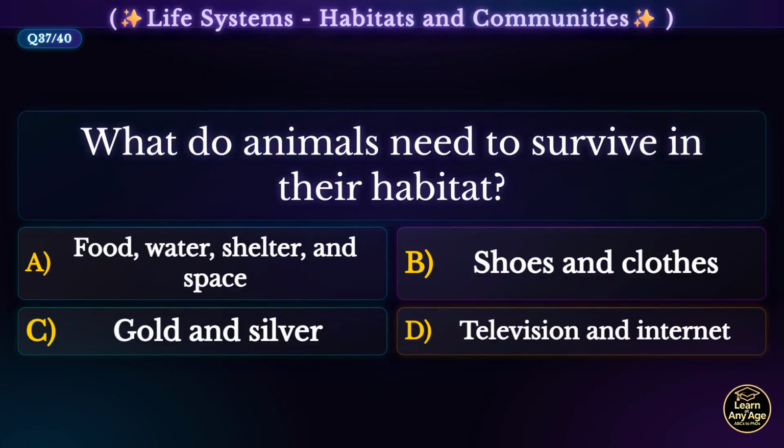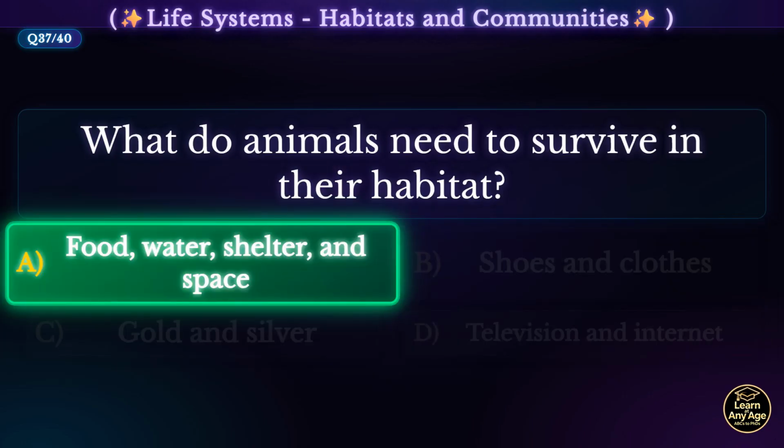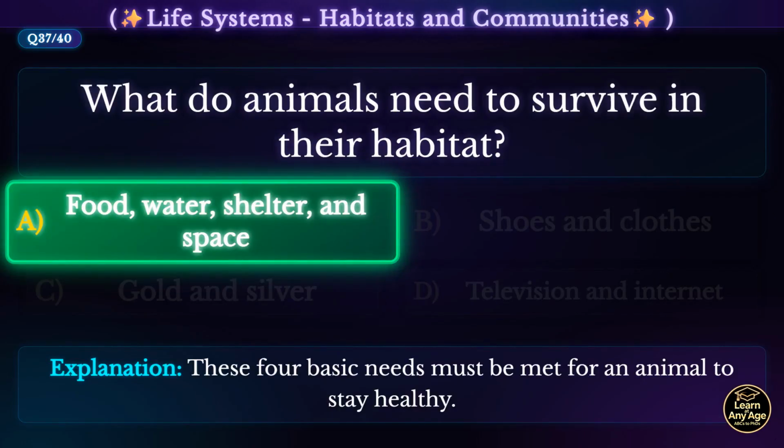What do animals need to survive in their habitat? Food, water, shelter, and space. Shoes and clothes. Gold and silver. Television and internet. Food, water, shelter, and space. These four basic needs must be met for an animal to stay healthy.